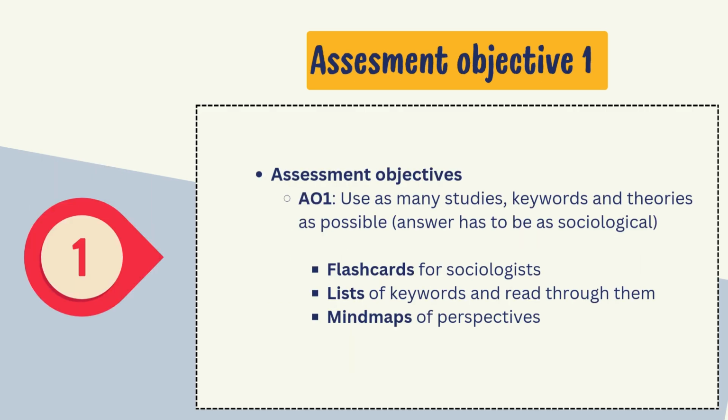So assessment objective one, looking at it more closely, basically means to use as many studies, keywords, and theories as possible. So the answer has to be sociological, basically. Suggestions for how to study for this would be to make flashcards for sociologists, a list of keywords, and just read through them, and then mind maps of perspectives.